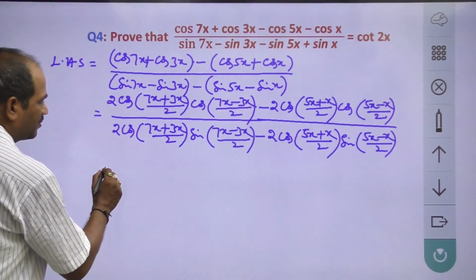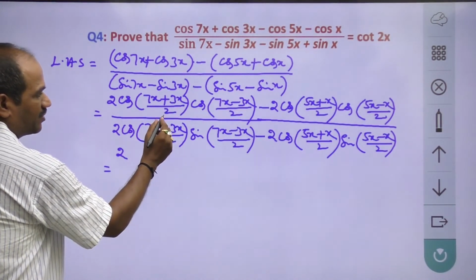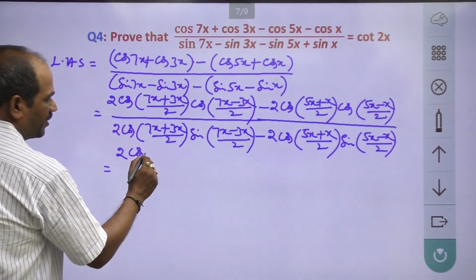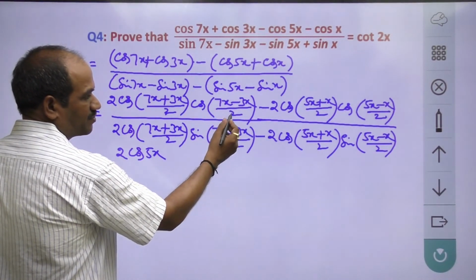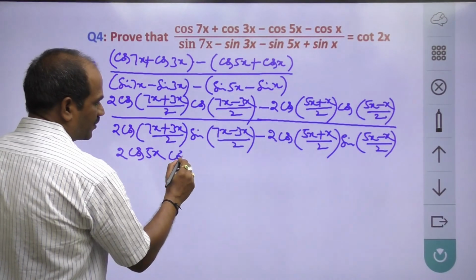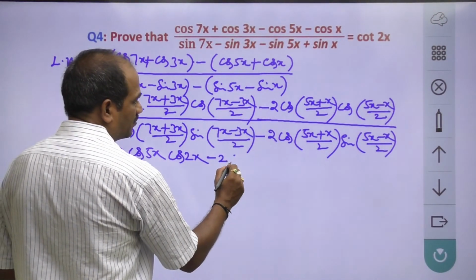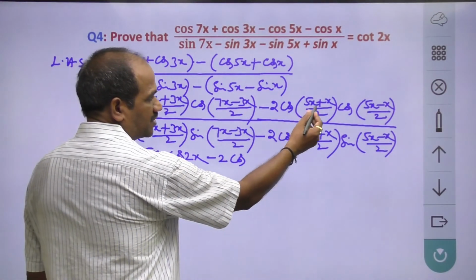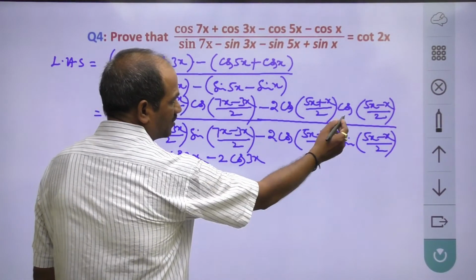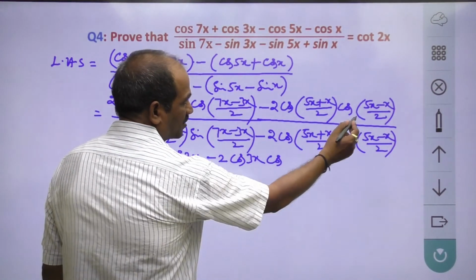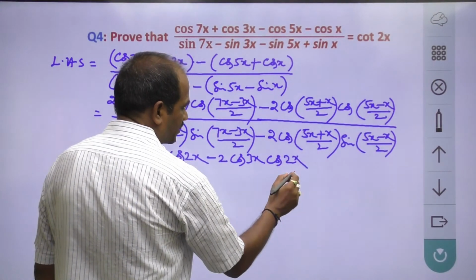Right. So that is equal to 2 into 7x plus 3x, 10x by 2, that is 5x, so cos of 5x. Next, 7x minus 3x is 4x, 4x by 2, the 2 gets cancelled, cos of 2x. Next, minus 2 into cos of 6x by 2, that is cos of 3x, into cos of (5x minus x), 4x by 2, that is 2x.